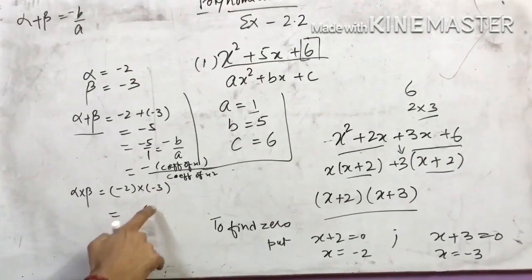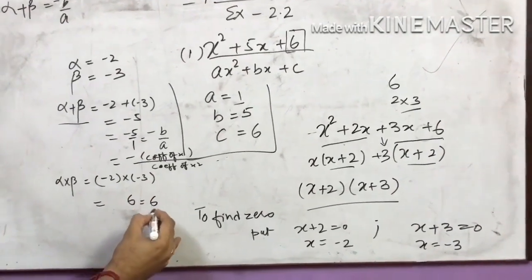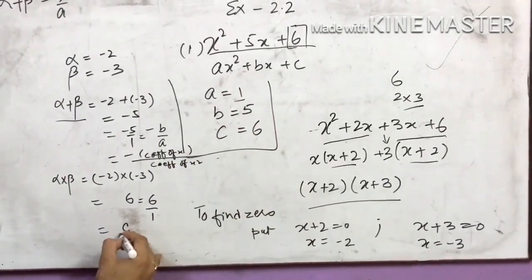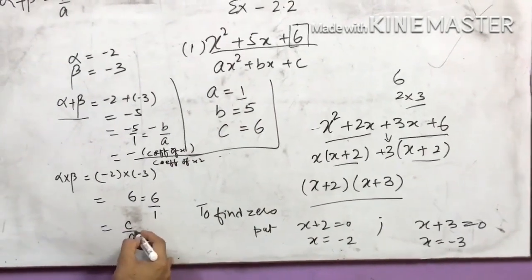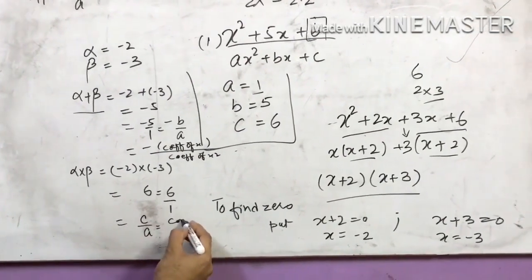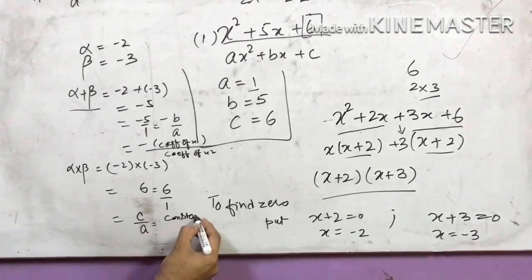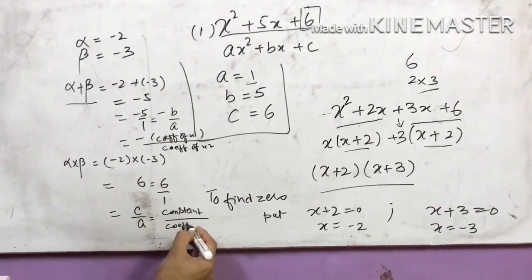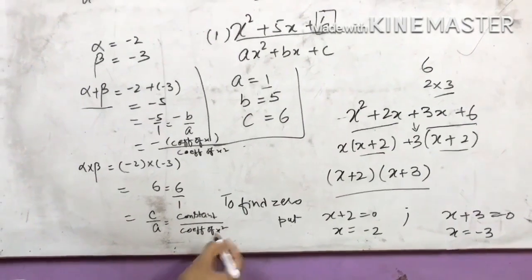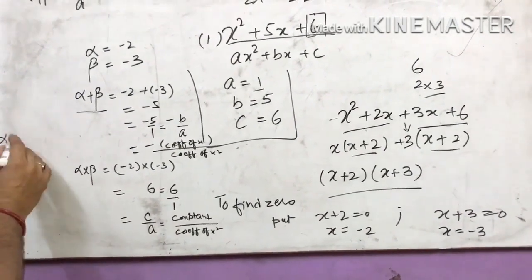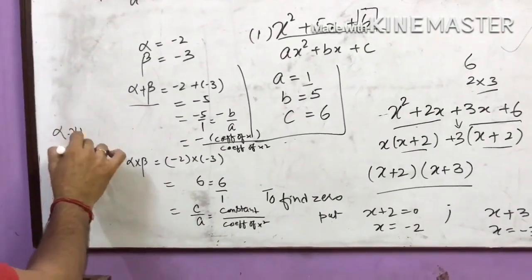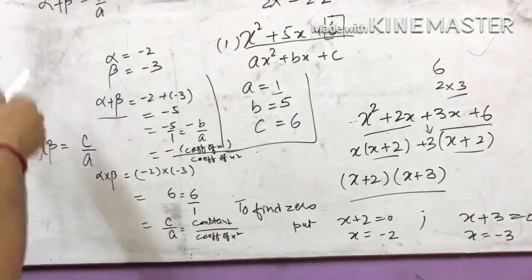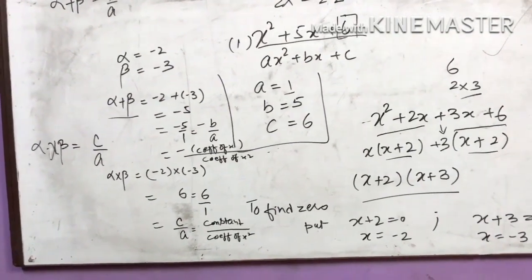Alpha into beta is minus 2 into minus 3, which is 6. 6 means 6 over 1. So what is 6? 6 is c, the constant, and 1 is a. So it is c by a. You can say constant term divided by the coefficient of x square. So you can cram it that the product of roots will be c by a for these quadratic equations. So this is the relationship by which you can find out different questions.